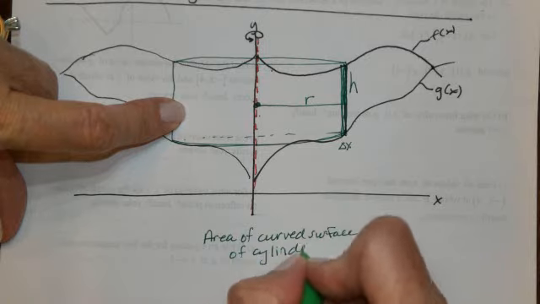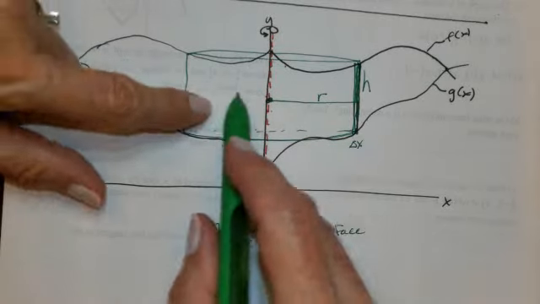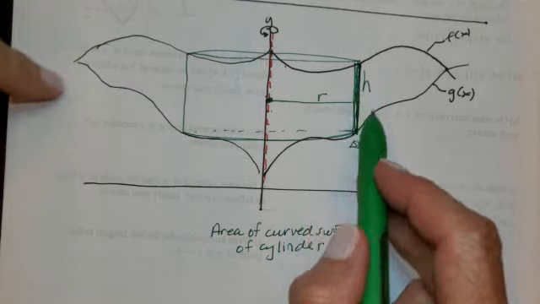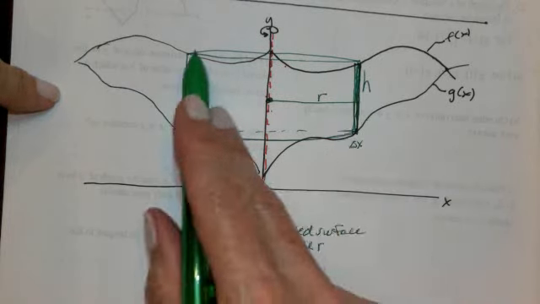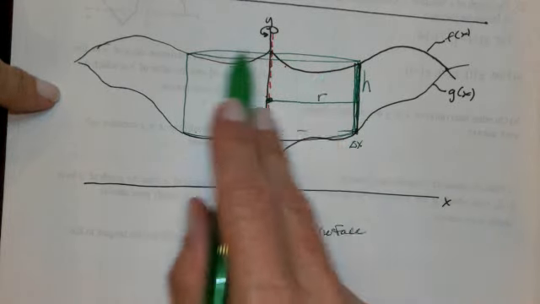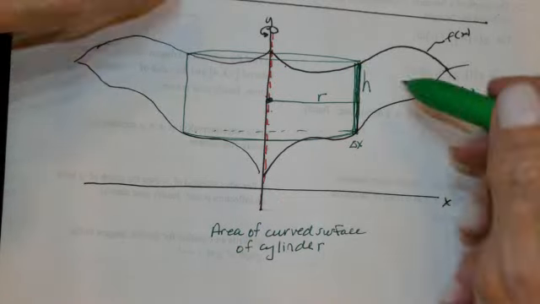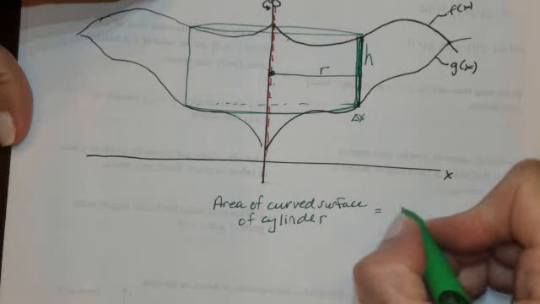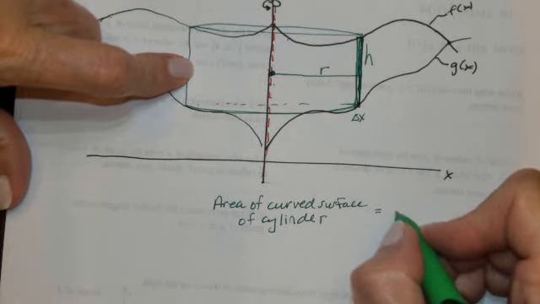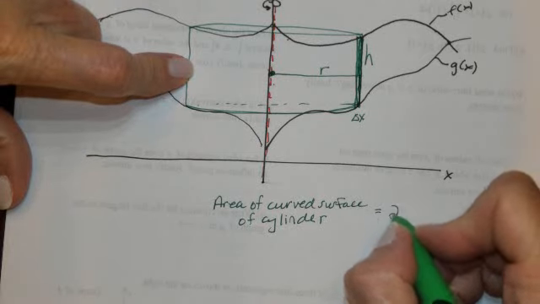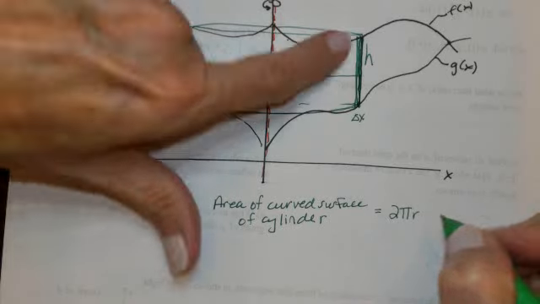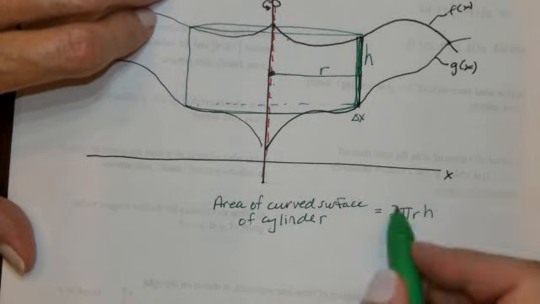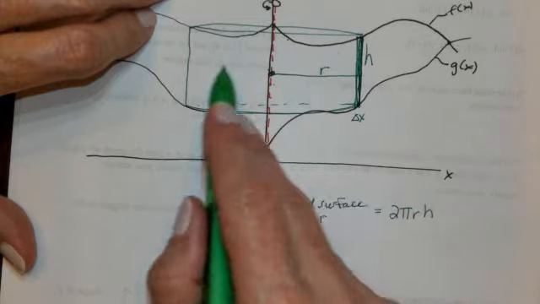What is that? Well, if we take this surface apart and lay it out flat, it's going to be a rectangle, isn't it? And the length of the rectangle will be the circumference of that circle. And the height of the rectangle will be our h. So the area will be the circumference of the circle, 2 pi r, times the height, right? So that will be the area of just the cylinder, okay?